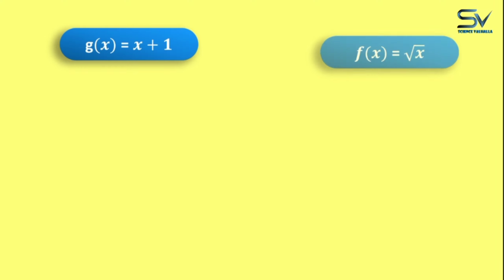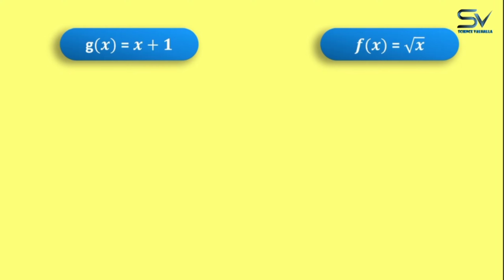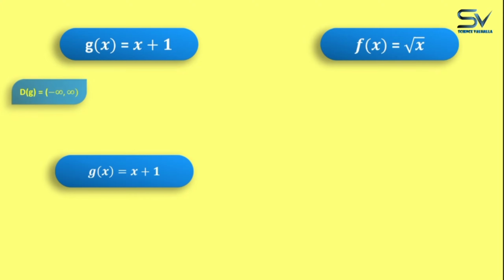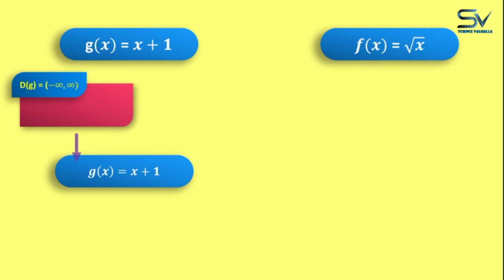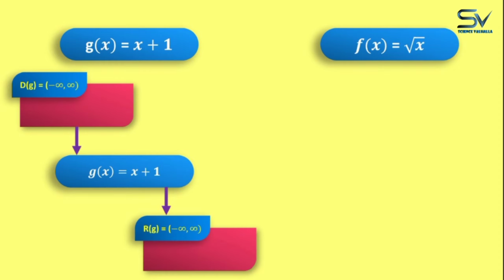Let's say we have two functions, g of x equals x plus 1, and f of x equals the square root of x. We will consider the g function as the first machine or first process. Domain and range will be from -infinity to infinity. Therefore, it can be any number like -5, -1, 0, 1, etc.